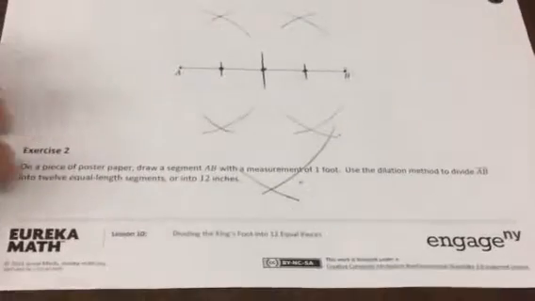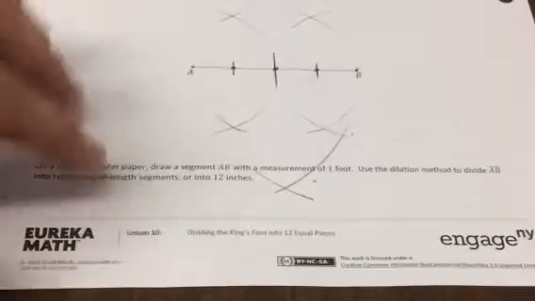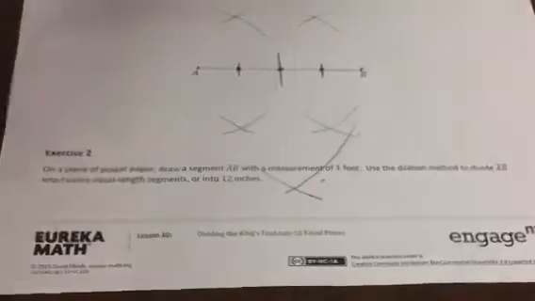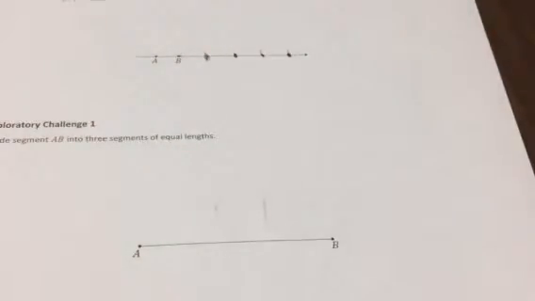Now go ahead, try exercise 2. They want 12 equal length segments, or 12 inches. So you're going to have to draw your line segment of 1 foot and divide it into 12 equal segments. Again, that's a bunch of perpendicular bisectors. But let's move on to exploratory challenge number 1.